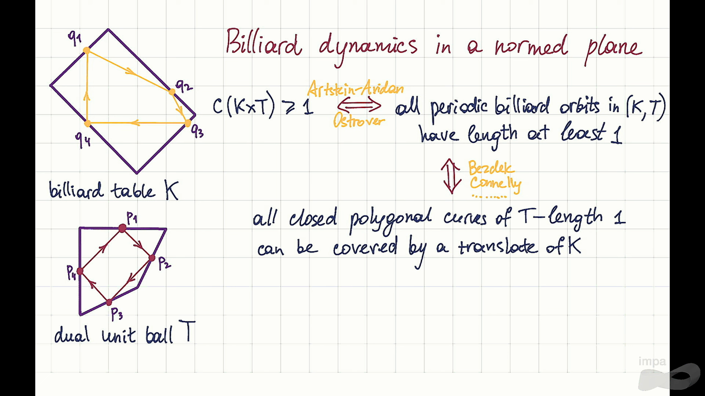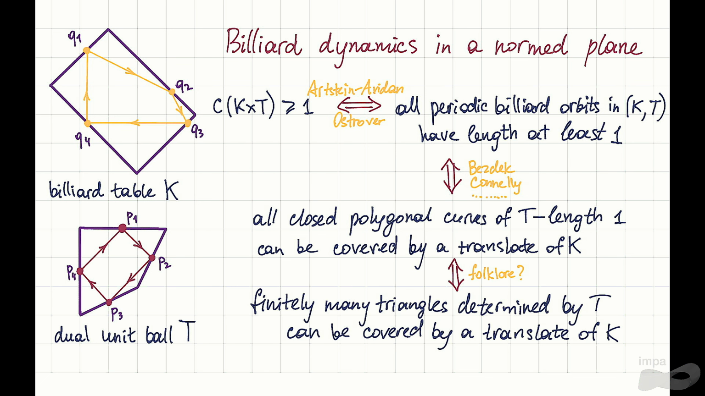And I found the roots of this equivalence in a paper from the late 80s of Károly Bezdek and Robert Connelly, where they explain, in the case of T B in just the usual ball, that if you want to write the characterization of what it means that all periodic billiard orbits have length at least one, it's the same thing to say that all closed curves of length 1 can be covered by a translate of your billiard table. So there are many other names which I should have written here, but yeah, I was able to track down the ideas of this argument back to the late 80s.